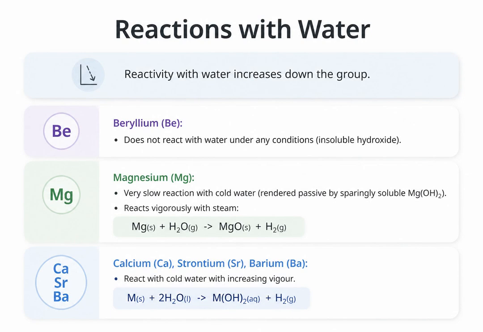Moving on to reactions with water, we see a very clear trend. Reactivity increases as we move down the group. Beryllium stubbornly refuses to react with water at all. Magnesium barely reacts with cold water because it quickly forms a protective layer of magnesium hydroxide. But if you blast heated magnesium with steam, it reacts vigorously to form magnesium oxide and hydrogen gas. The heavier metals, calcium, strontium, and barium, readily react with cold water to form metal hydroxides and hydrogen gas, with barium being the most vigorous.